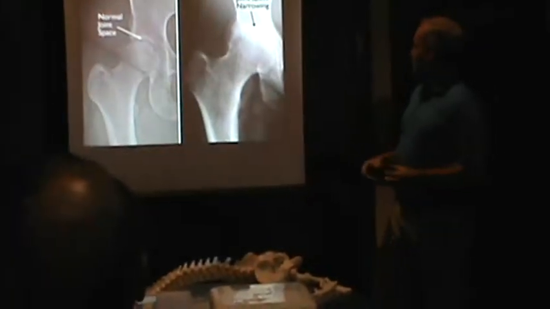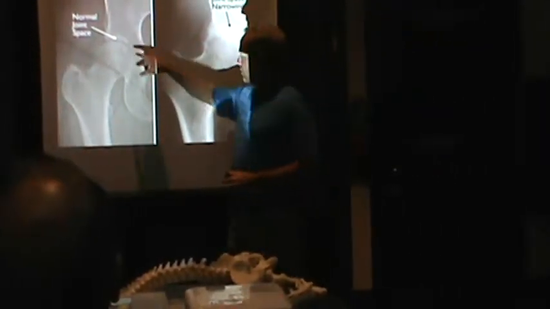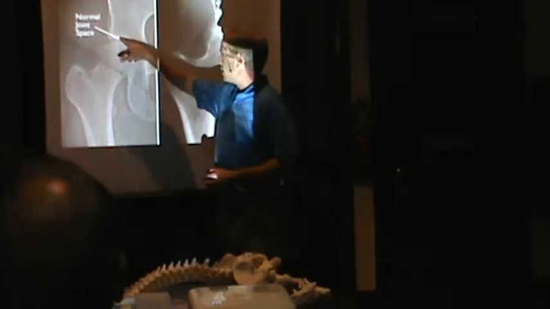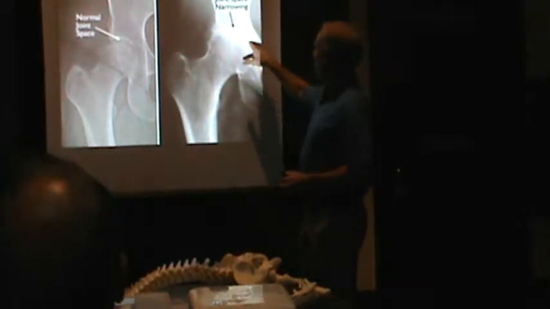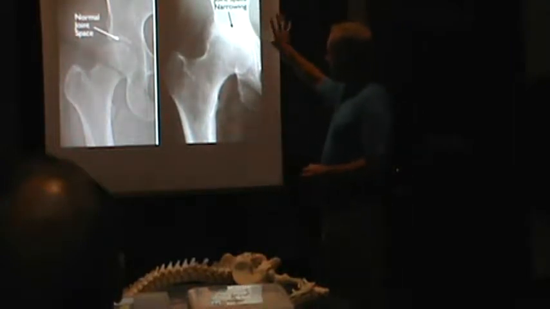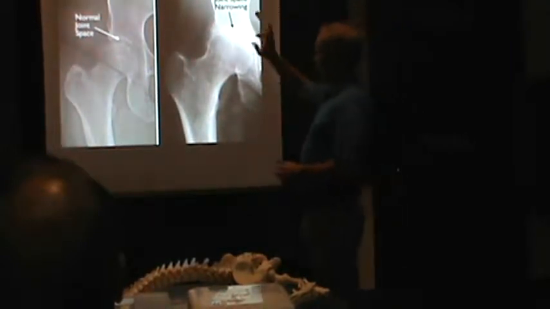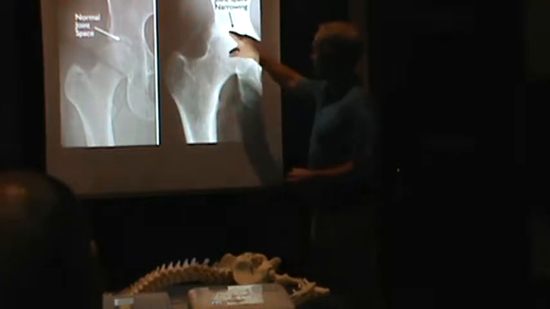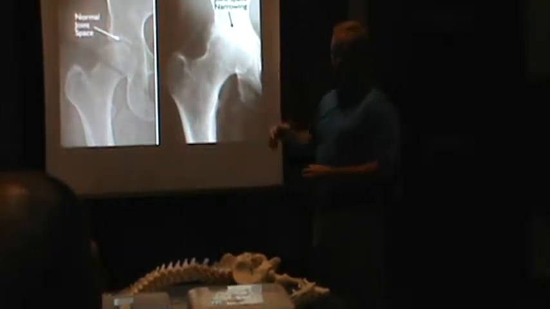So here's a little closer view of what a normal hip socket would look like. Again, there's that nice spacing. Here's someone who's pretty advanced. We would say that person's into a phase 3, and there are 4 phases of degeneration. If I talked about the first 2, the third one is pretty advanced, the fourth one is bone on bone.